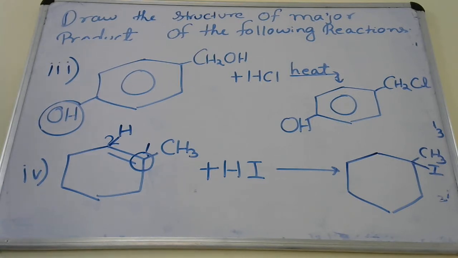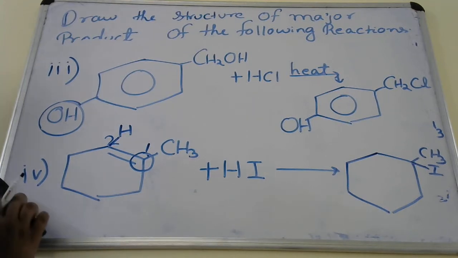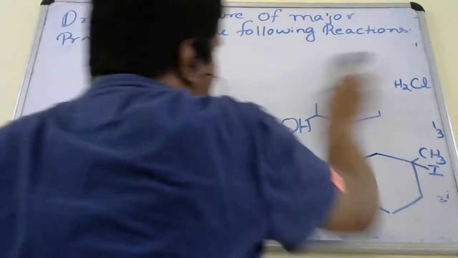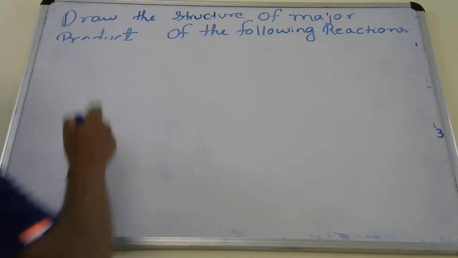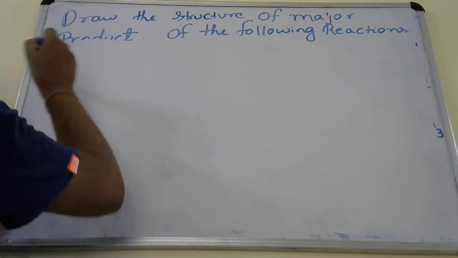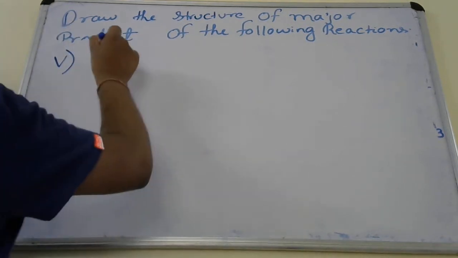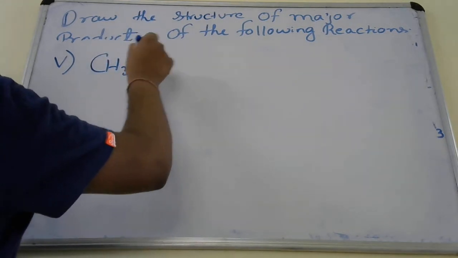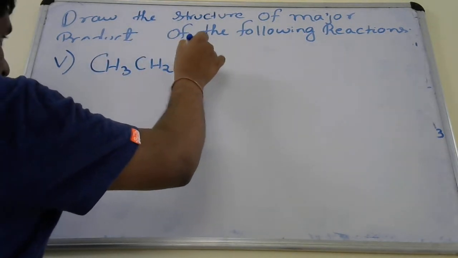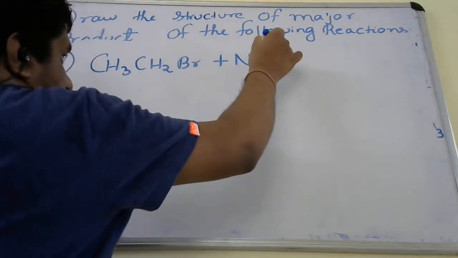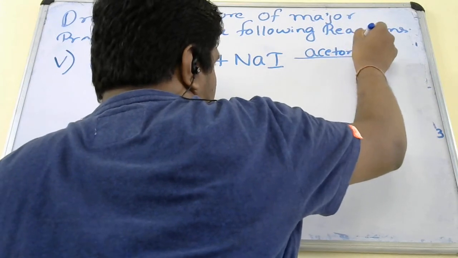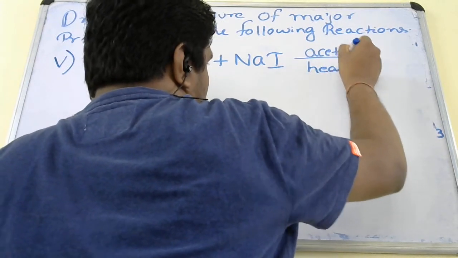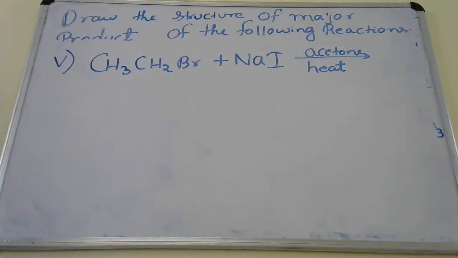Okay, so I hope you have written. Now the last two bits let us solve. Bit 5, which is very easy. CH3CH2Br with NaI, acetone and heat. Now what will be the product?